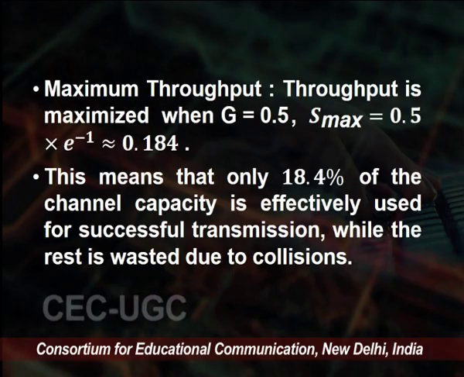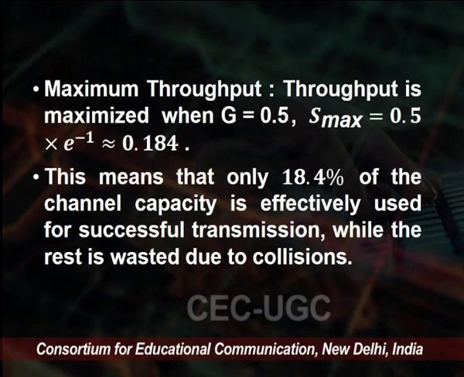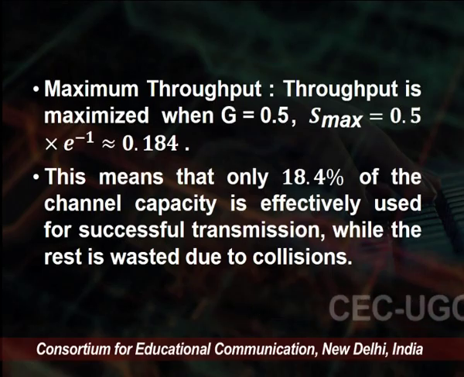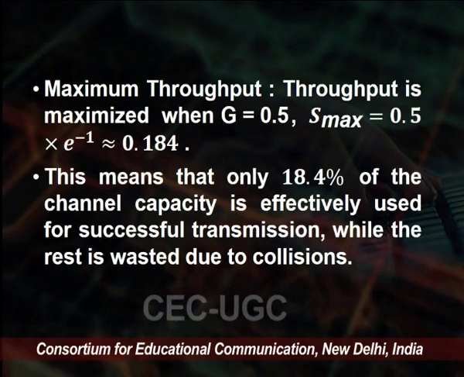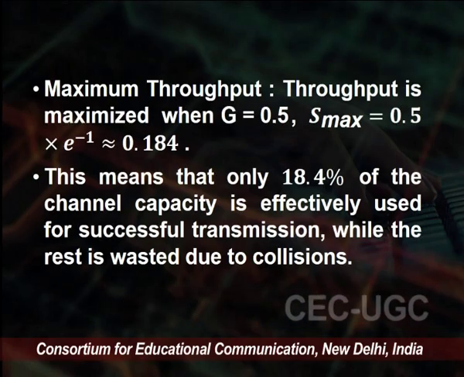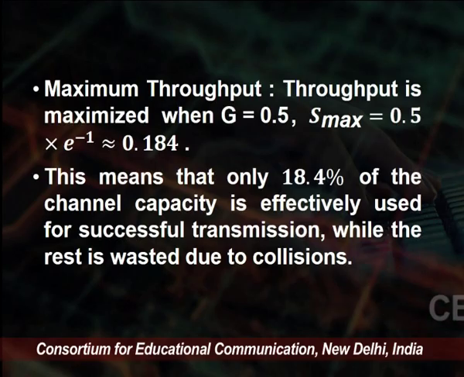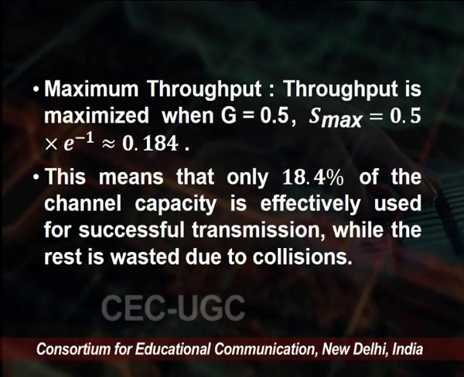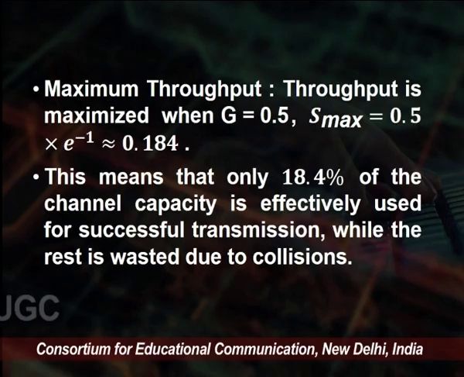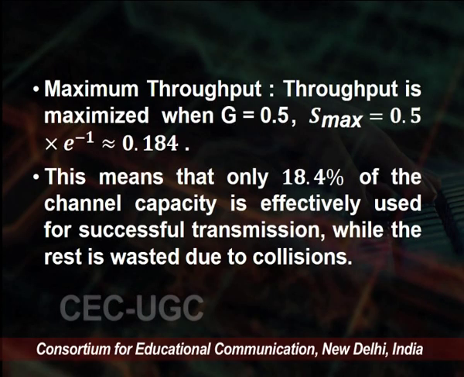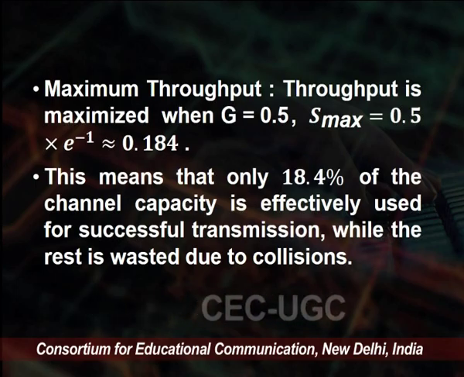So the maximum throughput here is only 18.4%, which is very low compared to what we can get using different techniques or other categories of protocols. So in pure ALOHA, the bone of contention is the low throughput. Even at the maximum capacity, it is only 18.4%. The rest of the channel capacity is wasted due to collision.